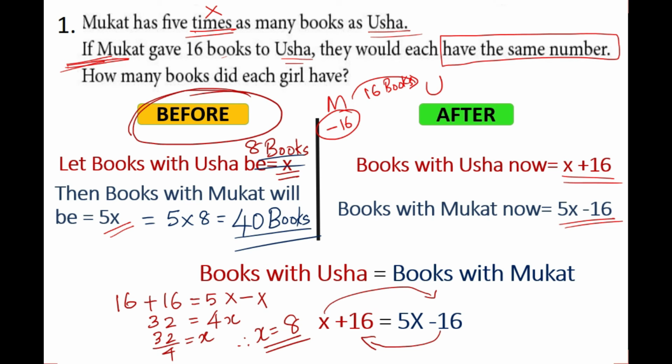This is your answer. If you want, you can do a check here to see 8 plus 16 gives you 24. And 5 times x is 40. 40 minus 16 is again 24, which means your answer is right.